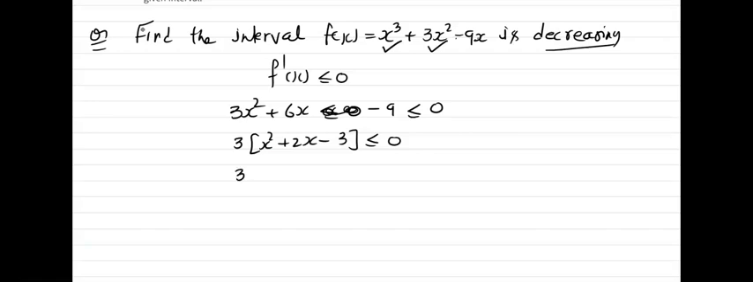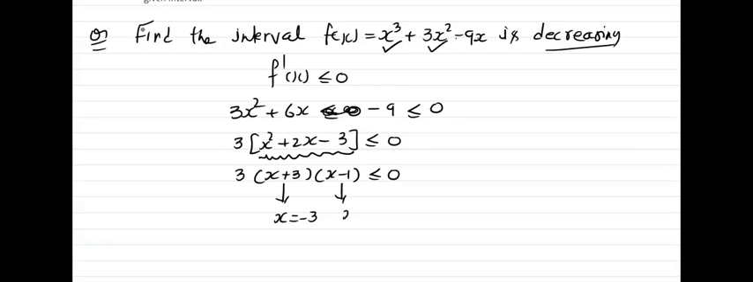If you factorize x square plus 2x minus 3, what will be the factors? Yeah, 3 and minus 1. So x plus 3 and x minus 1 should be less than or equal to 0. Is that okay? Now, they are asking when the function is decreasing. So what are the critical values here? x is minus 3 and x is 1. Critical value means if you put minus 3, the left hand side will be 0. If you put 1 here, the left hand side will be 0, right? This is what we have done in topic 4 of year 1.